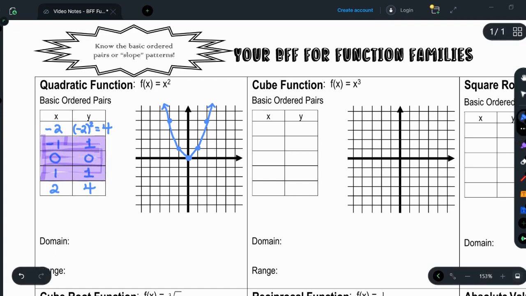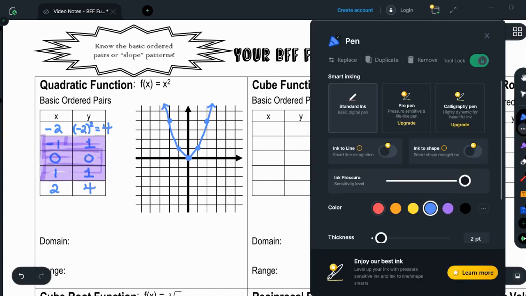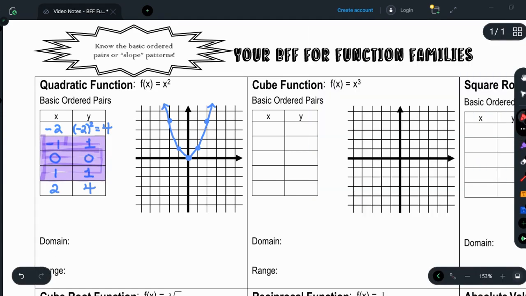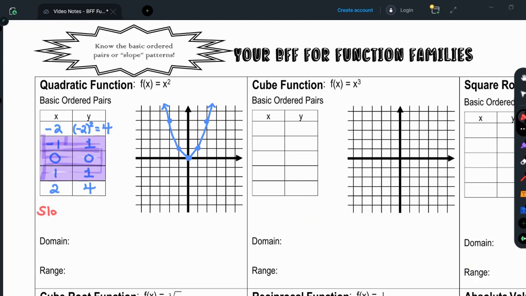If you would like to remember the slope pattern, that's what I like to do. Here's how I do it. I'm going to count on my graph and I'll put slope pattern down here. And I like to put quotations because the slope will change from point to point. I start at the vertex and I go up 1 over 1. So that's up 1 to the right 1.